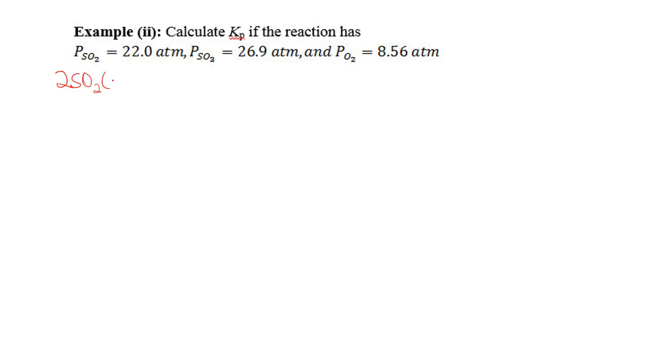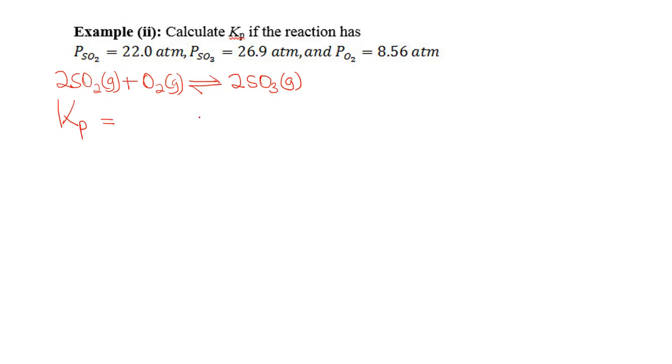2SO2 gas plus O2 gas in equilibrium with 2SO3 gas. Now we are given the pressures in atmosphere, which means we are determining the Kp.